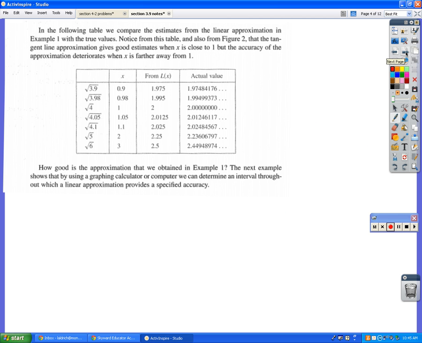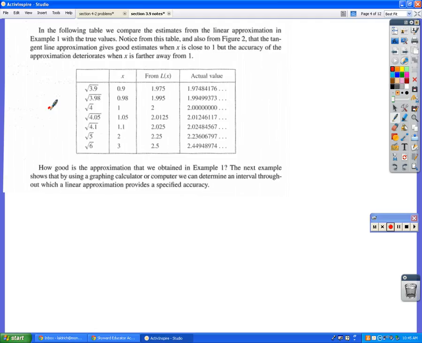All right, so then we got some crazy stuff going on here. In the following table, we compare the estimates from the linear approximation in example 1 with the true values. Notice from this table and also from figure 2 that the tangent line approximation gives good estimates when x is close to 1, but the accuracy of the approximation deteriorates when x is farther away from 1.